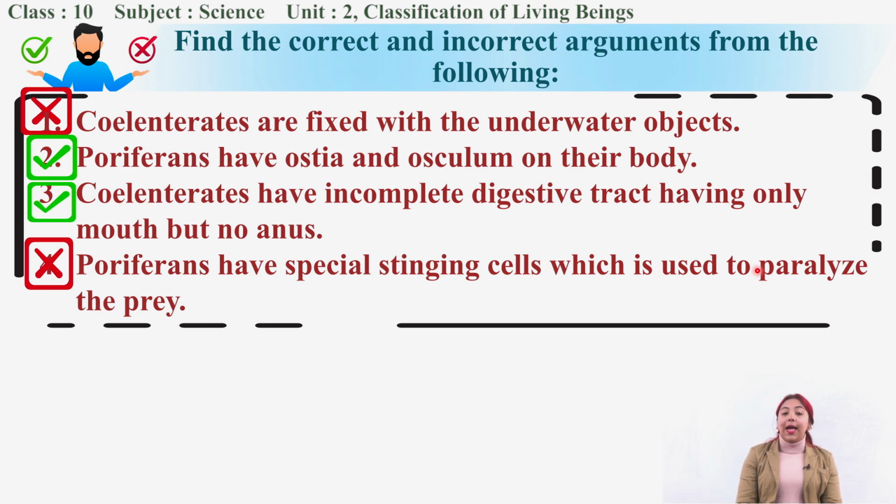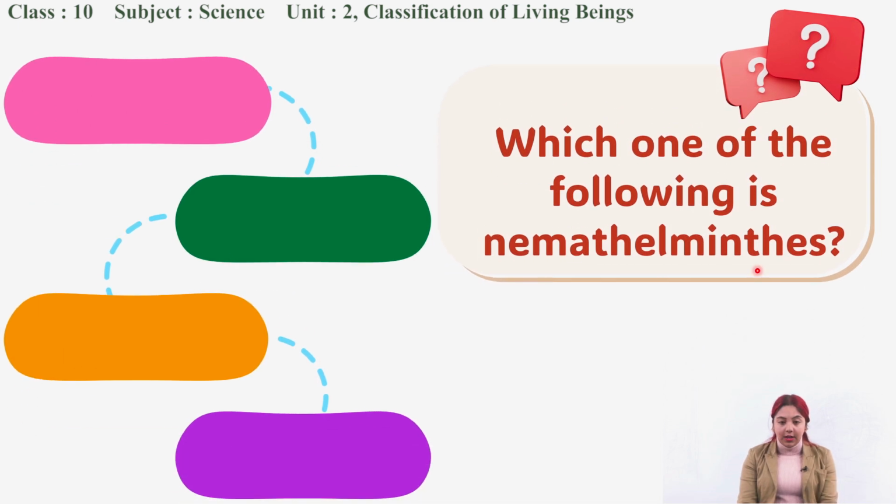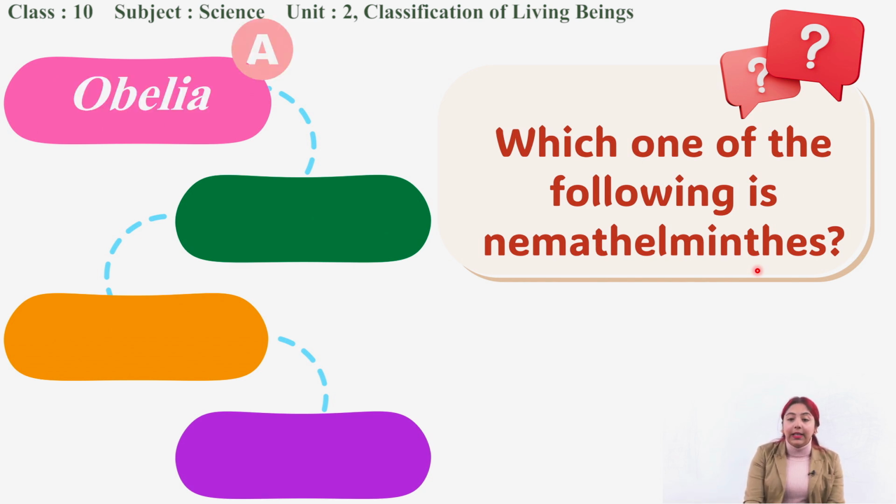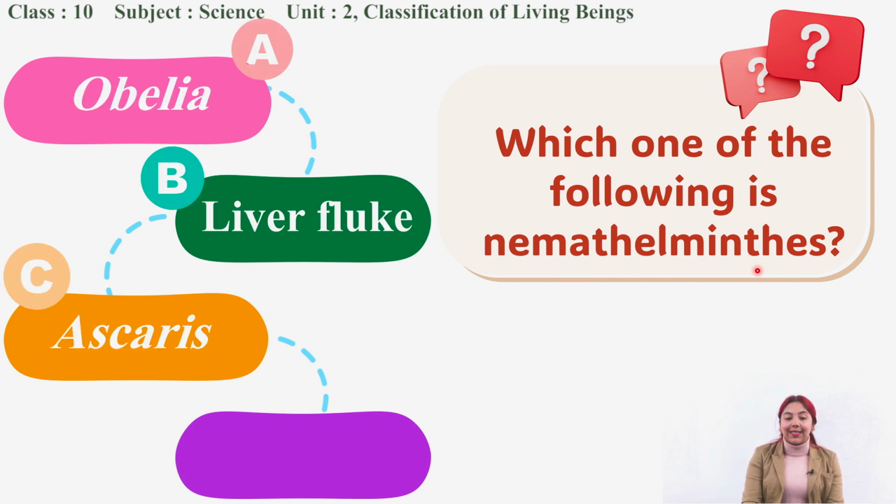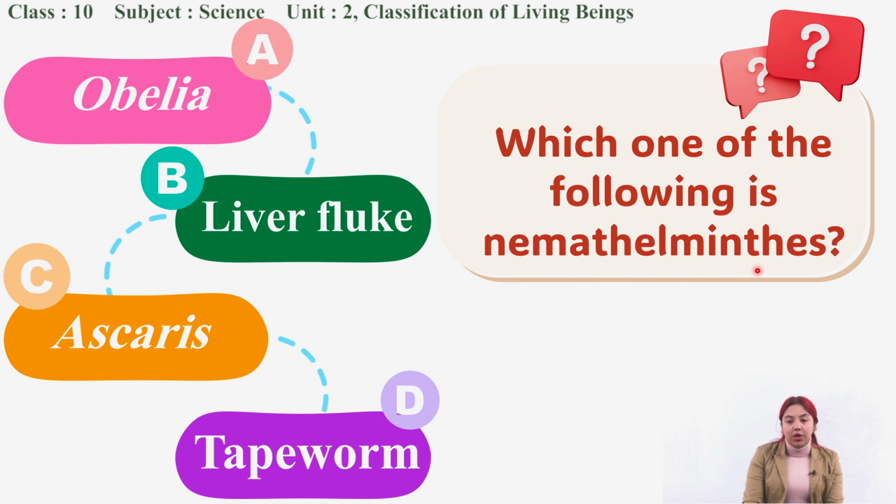Now I have an MCQ for you guys. Which of the 4 options that I'll show you is a Nemathelminth? We have Obelia, liver fluke, Ascaris, and tapeworm. So which among these is a Nemathelminth?